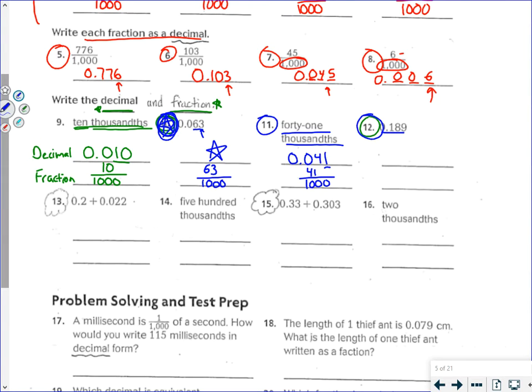Okay, so 0.189. So we have 189. First decimal. So we're good for decimal already. Now 189, and it ends in the thousandths. So that tells us what our denominator is.